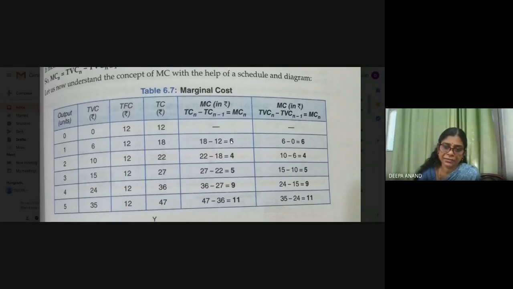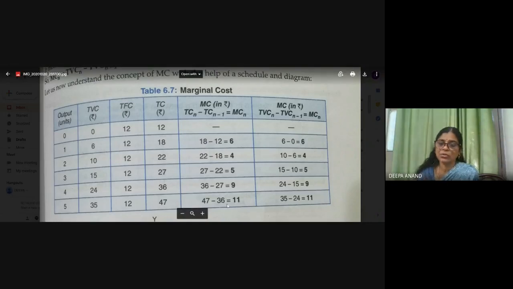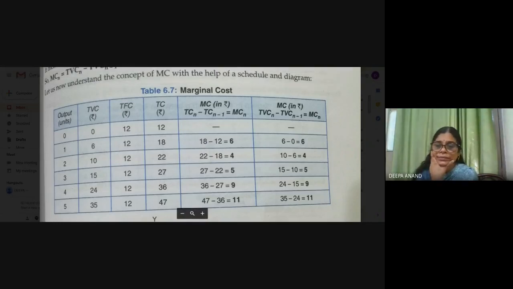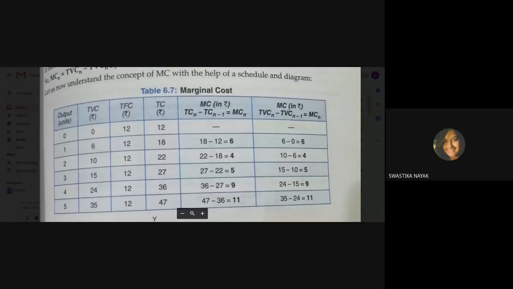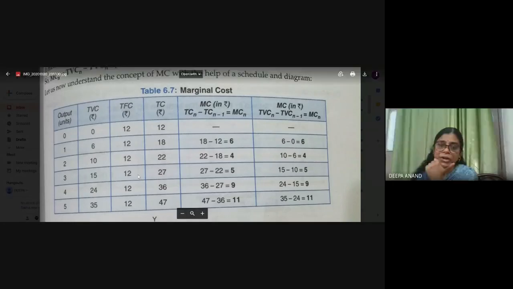Is this clear? Make this marginal cost column. Is the concept clear? Yes, ma'am. You make only this till this. No need of this.